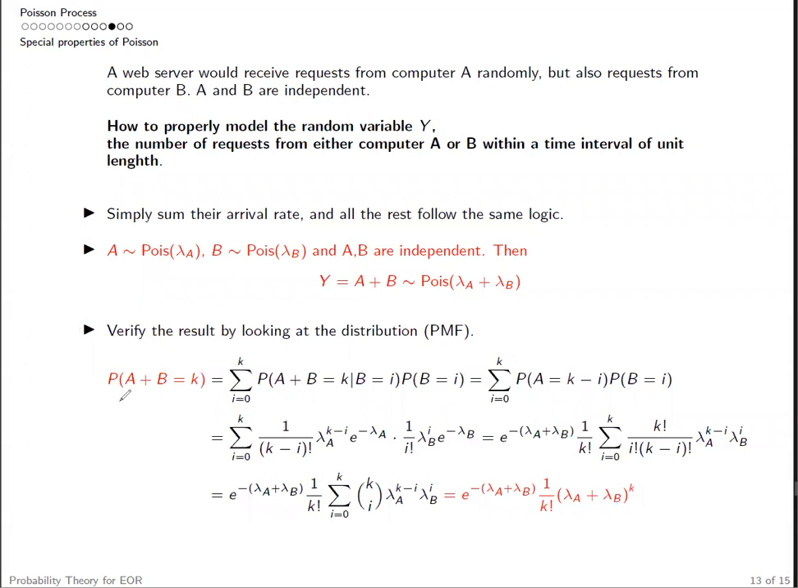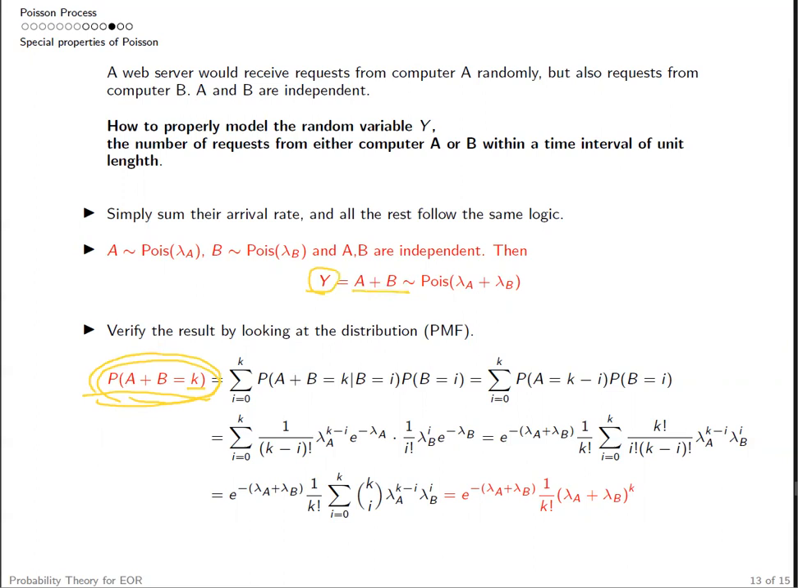Now, given A and B are discrete random variables, the summation of them, a new random variable Y, is also a discrete random variable. And to check the distribution of a discrete random variable, we only need to look at its PMF. So let's look at the PMF. Let's choose one arbitrary k from the natural numbers 0, 1, 2, 3, and keep going. What is the value here?